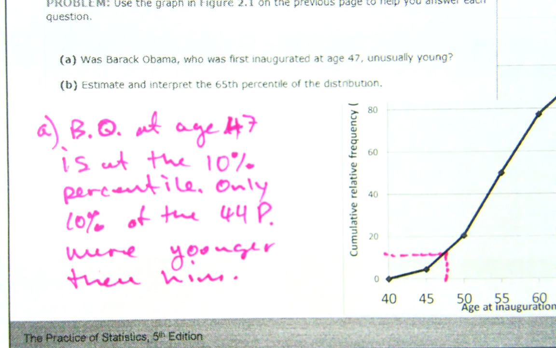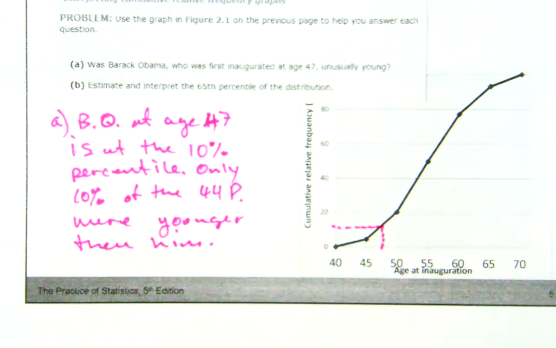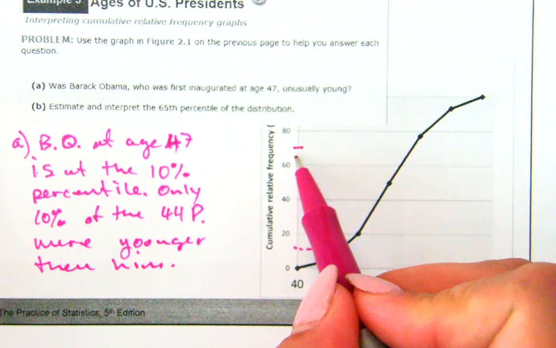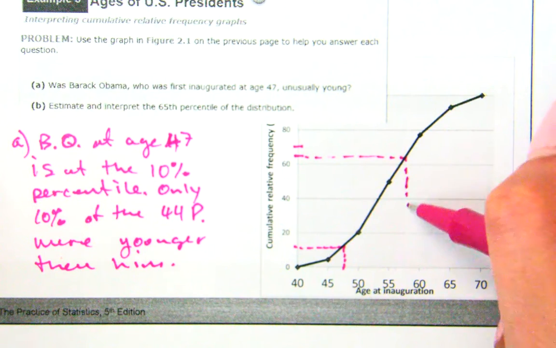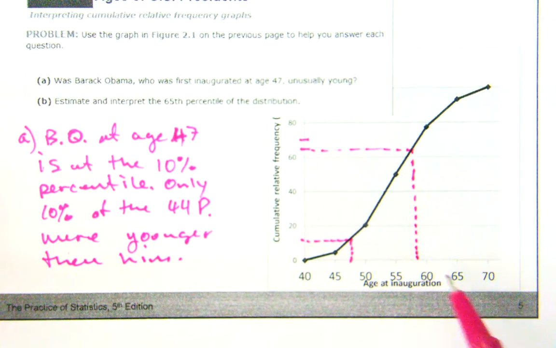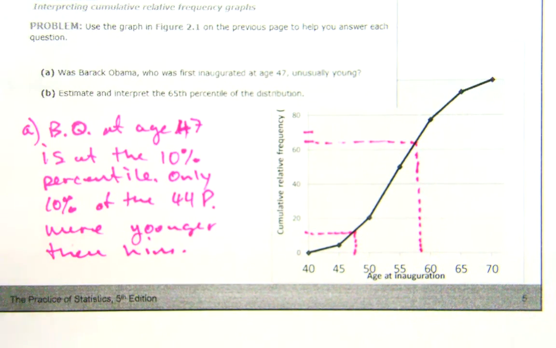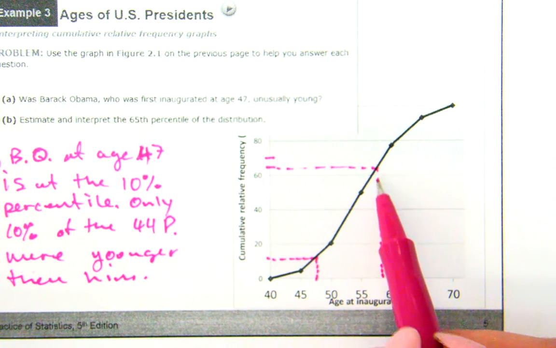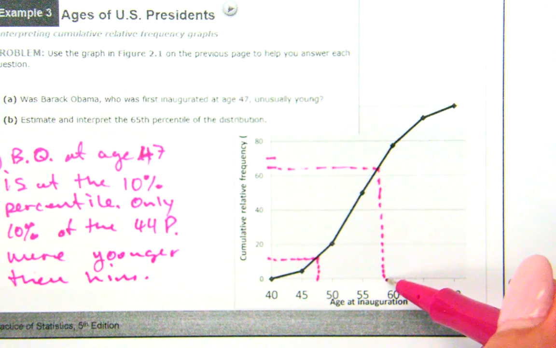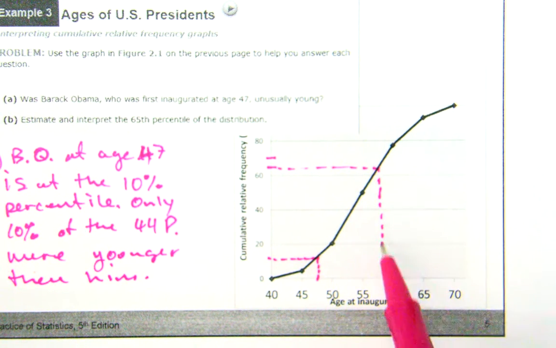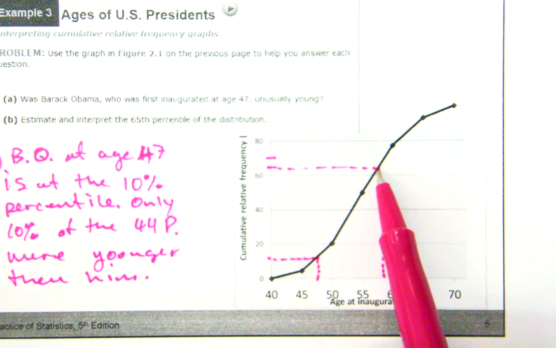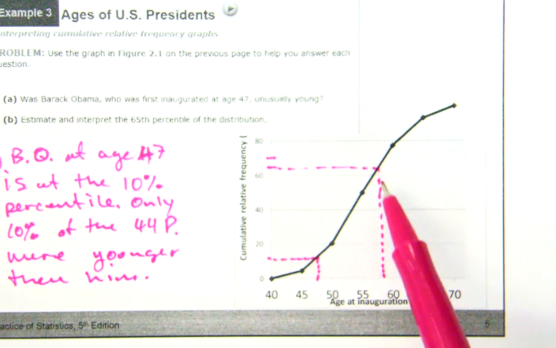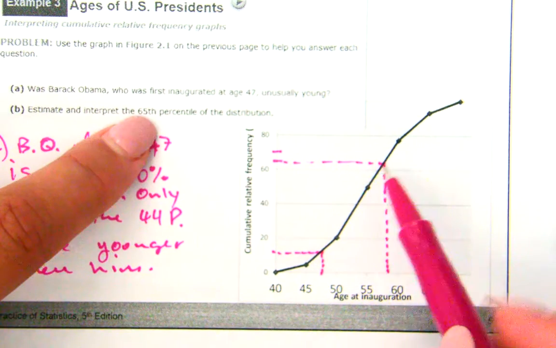So now the next question is estimate and interpret the 65th percentile of a distribution. So let's see, we can go over here. 65th would probably be, okay, so that's 70. This is probably about 65. We go across, and then we look down, and we see that it's about 58. Let's say 58. So at the 65th percentile, a president is roughly around the age of 58 on the day of their inauguration. That means 65% of the presidents were younger than the age of 58.